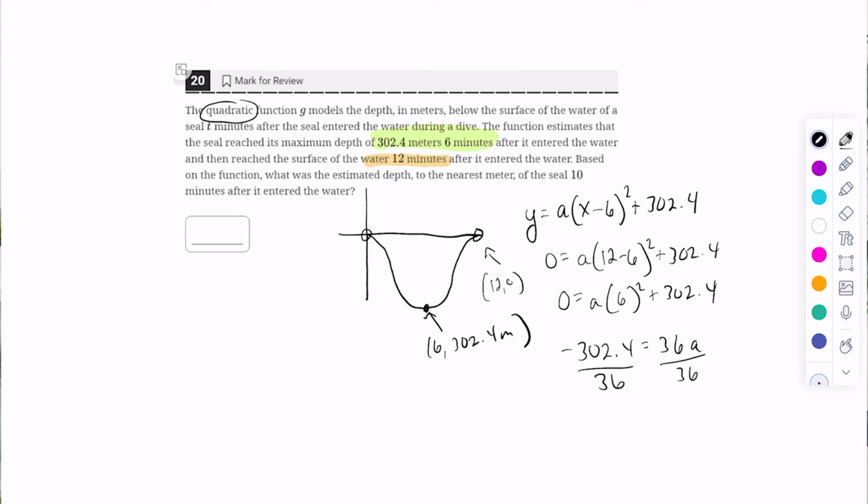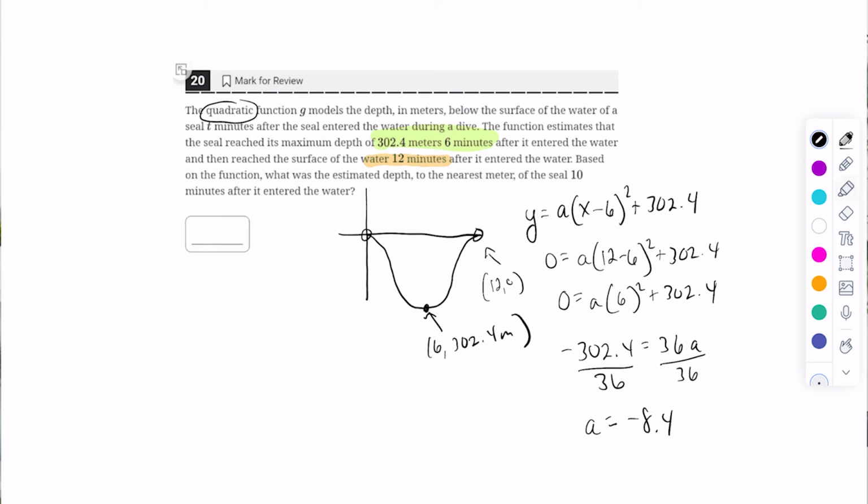Okay, so I just need to do negative, and it makes sense A is going to be negative because the parabola is flipping down. So that's exactly what I want to see. Okay, so it looks like A is negative 8.4. That's weird. That's not normal for the SAT, but that's okay.